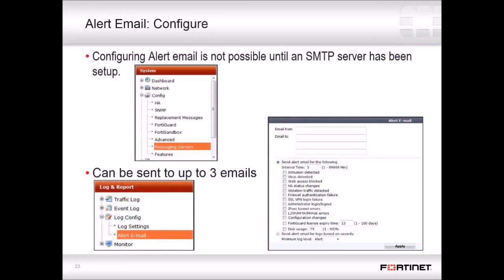In order to set up an alert email, the first thing you need to do is configure an SNMP server that the FortiGate will talk to. If you don't set this up, the alert email option will not show up in the log and config menu. Once you set up an SNMP server, you can configure your alert email settings.